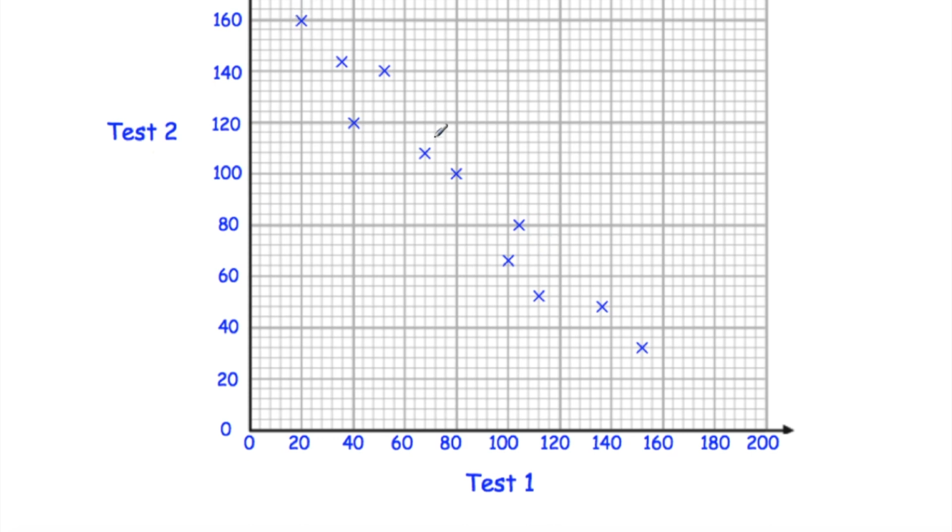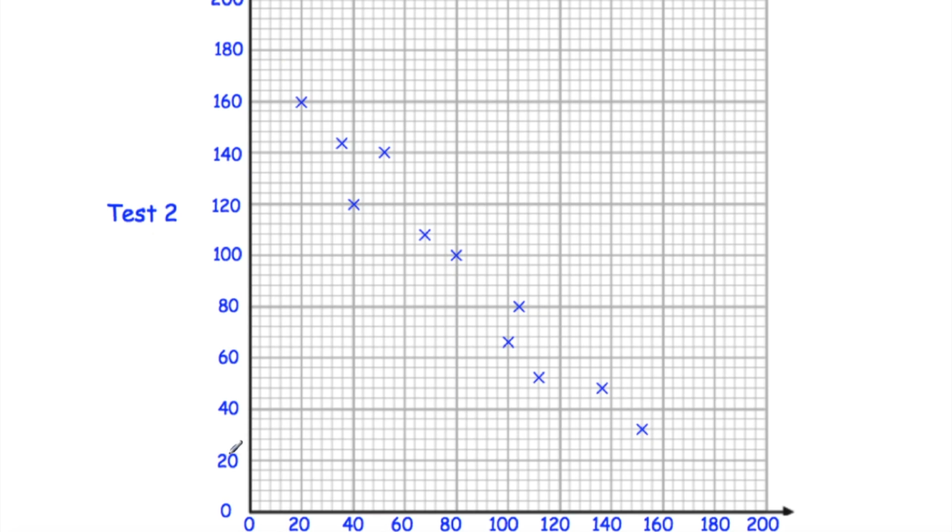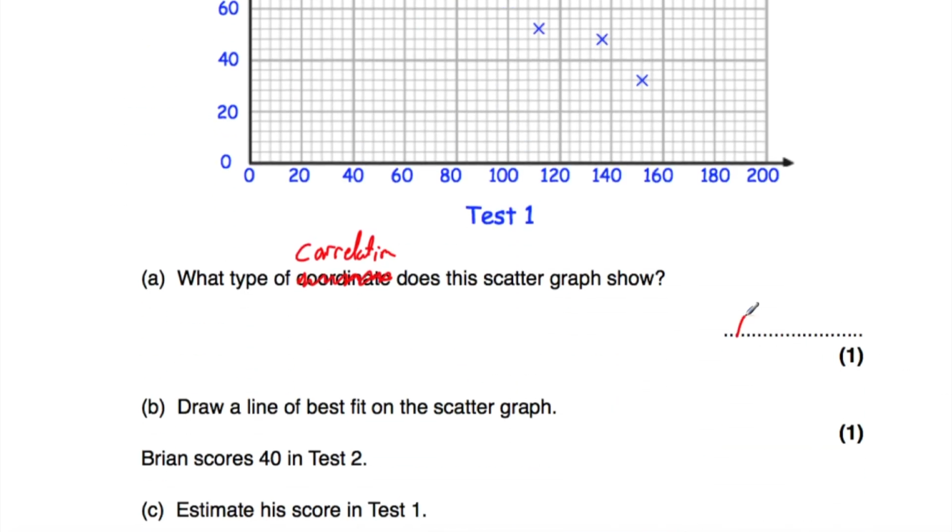And as you can see, it's a negative correlation because as the result in test 1 increases, the result in test 2 decreases. And perhaps that might make sense that, in terms of rugby, the really fast players might not be as strong as perhaps a prop forward or one of the front row. Whereas the front row, like myself, we may be a bit stronger than some of the faster players. Part A says, what type of correlation does the scatter graph show? Well, as I've said, it's a negative correlation. As test 1 results increase, the test 2 results decrease. The points are going downwards like so. So that's a negative correlation. So let's write that down, negative.